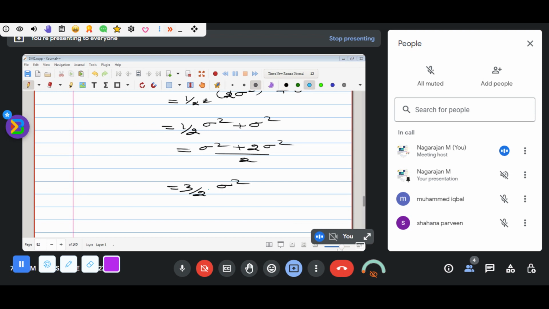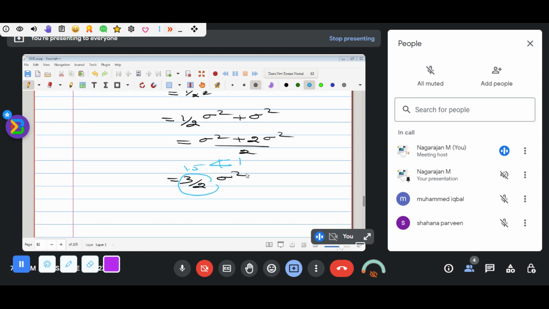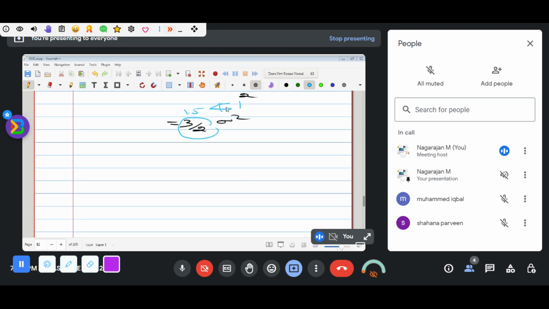Now 3 by 2 is 1.5, which is not less than 1, therefore T2 is not a best estimator. Now I am taking the last one, T3. T3 is given as 2x1 plus x2 divided by 3.